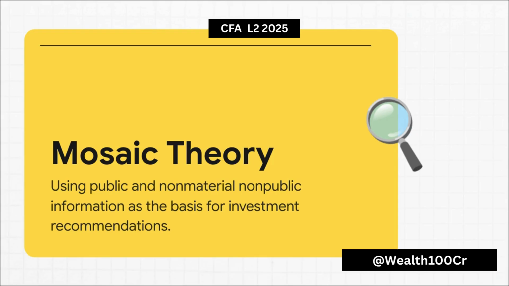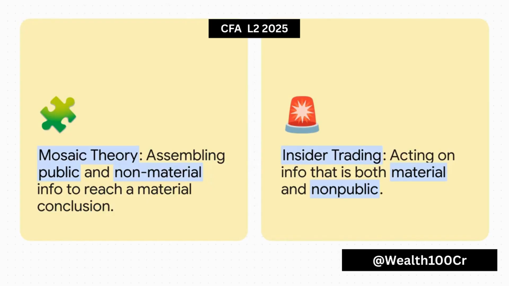It's what allows you to piece together bits of public information with bits of non-material, non-public information to create your own unique and material conclusion. And this right here shows you the bright line difference perfectly. The mosaic theory is all about doing your homework. It's diligent research: you're talking to suppliers, analyzing filings, visiting stores. You are connecting the dots yourself. Insider trading is when someone just hands you one big material, non-public dot.